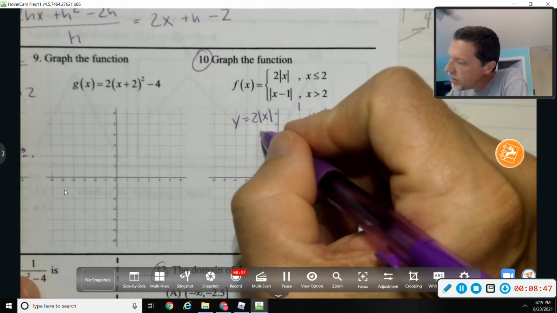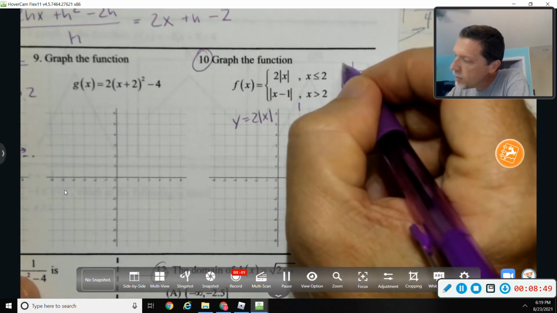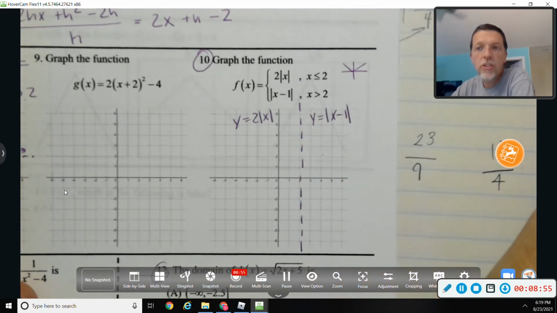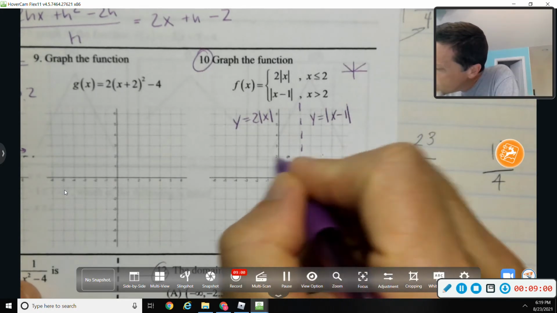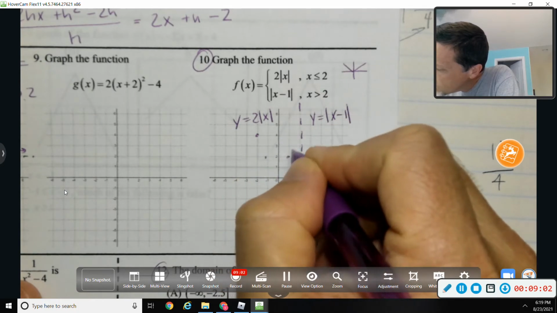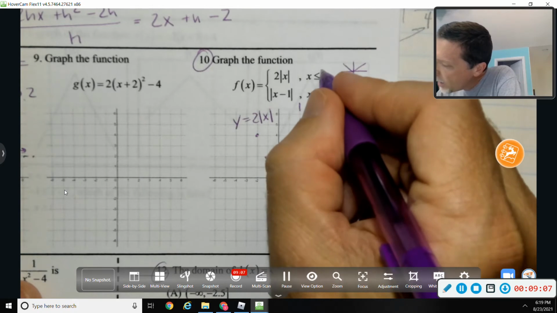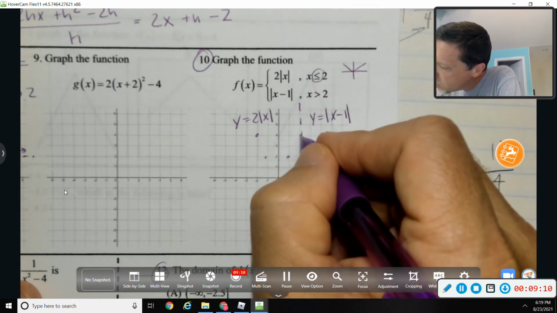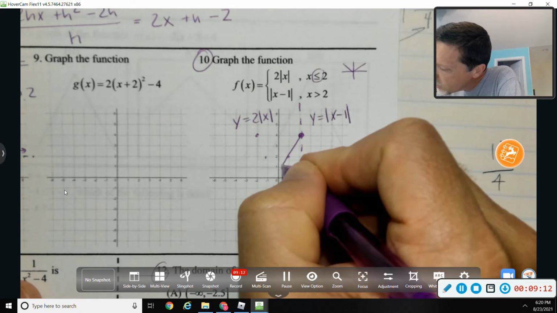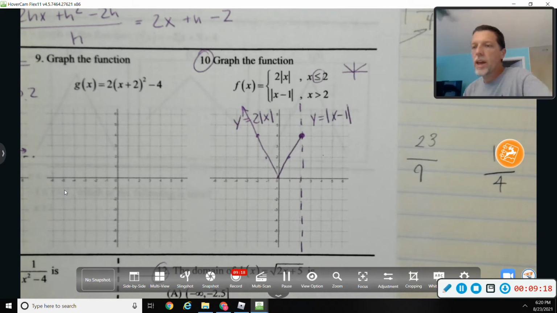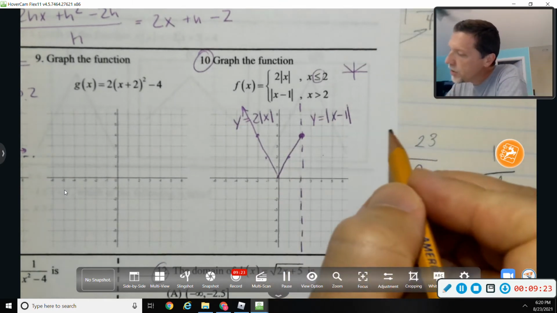So on the left, let me remind myself, absolute value looks like that. So 2 times that would just be stretched by 2, or sort of have a slope of 2. So up 2 over 1 on either side, up 2 over 1. I hit the wall when I go up 2 over 1 again. And this one owns the wall, so a closed circle at the wall for this particular graph. On the other side, there'll be an open circle because it's not equal to.